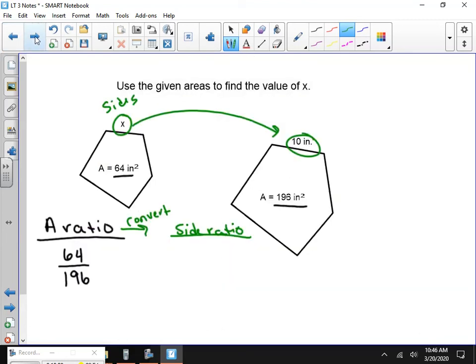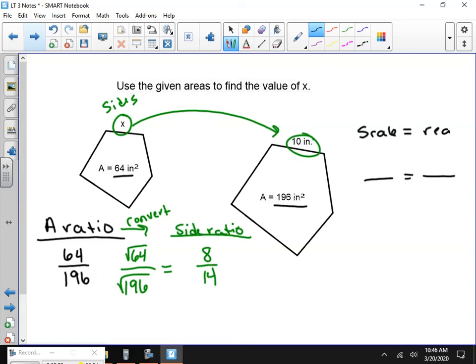All right, so now that I have the side ratio converted to match my variable, I can set up my proportion. And remember, we do scale equals real. My scale is the side ratio that we converted, so 8 over 14. And the real dimensions is x over 10, because I'm keeping with small to large, so make sure you pay attention that you're doing it the same way every time. Then I cross multiply, so I get 14x equals 80, and I divide by 14, and I get x equal to about 5.71 inches, because it's inches squared, so I know it's inches.